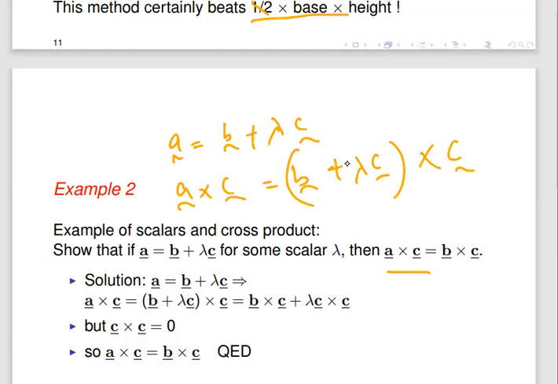And what is this? The cross product satisfies the distributive law. Lambda C cross C, the C cross C is 0, zero vector. Therefore, this is true.